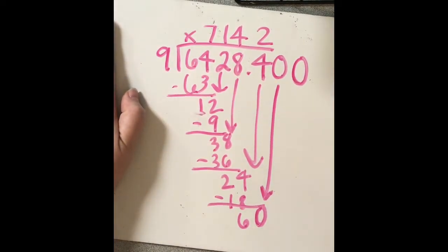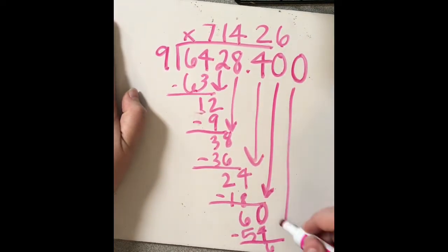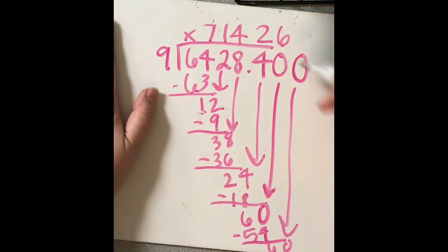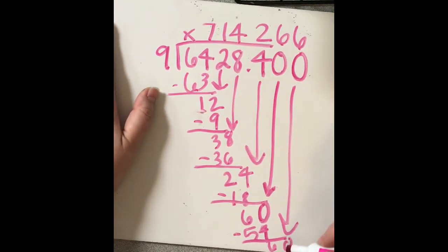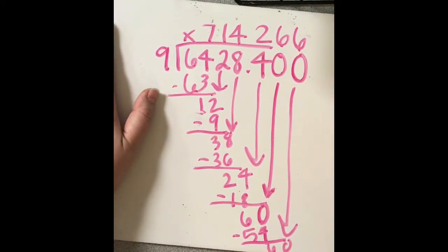So 9 goes into 60 6 times, which is 54. The space, which is 6. And oh my gosh, it's 60 again. This one's a repeating one. It'll go on forever, right? Because it'll be 60 minus 6 is 54, so on and so on.